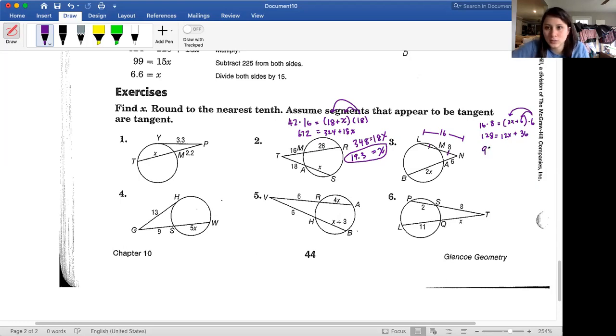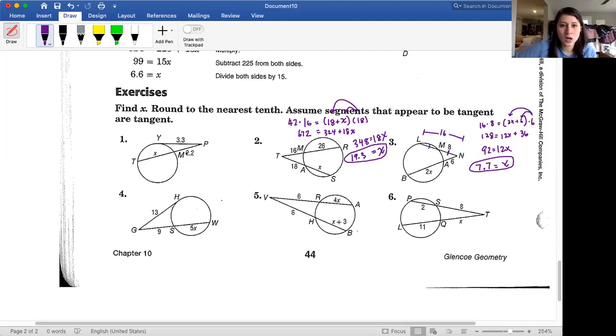I get 92. Now I have to divide by 12. And again, I get a decimal. So divide by 12 on both sides, and that rounds up to be 7.7 is x.